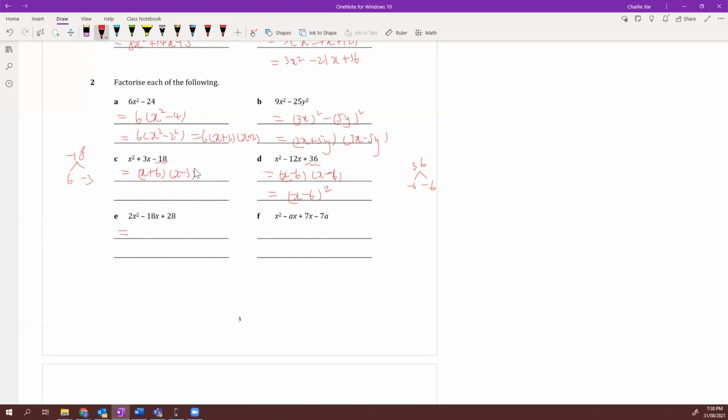All right. E. 2 goes into each term. It's not monic because the coefficient of x squared is 2. So I take out the 2. 2x squared minus 9x plus 14. At 14, look at 14. So minus 2 and minus 7. So that's 2 times x minus 2 times x minus 7.